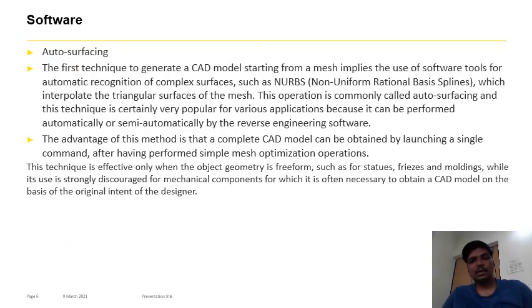Auto surfacing is the technique to generate a CAD model starting from a mesh. It implies the use of a software tool for automatic recognition of complex surfaces such as NURBS. NURBS is a short form of non-uniform rational basis splines. These are used in AutoCAD also, and interpolate with the triangular surfaces of the mesh. The advantage of this method is that a complete CAD model can be obtained by launching a single command after having performed simple mesh optimization operations.